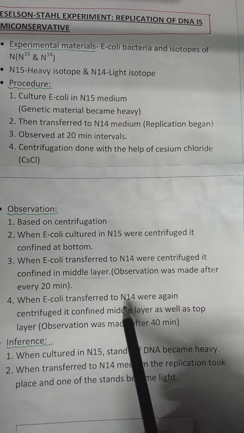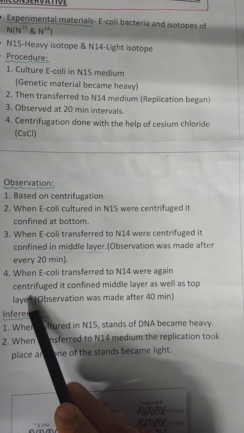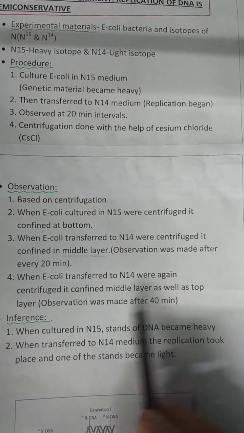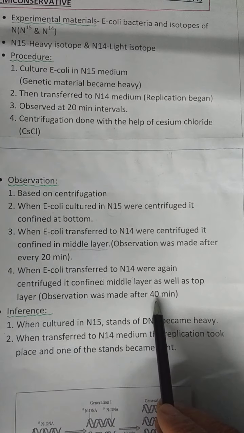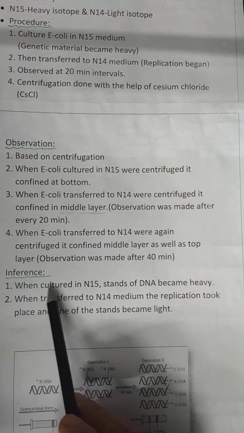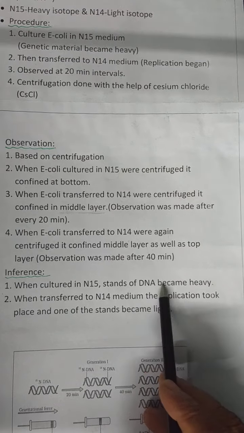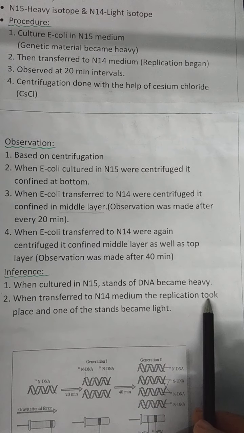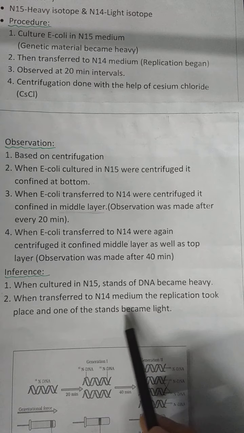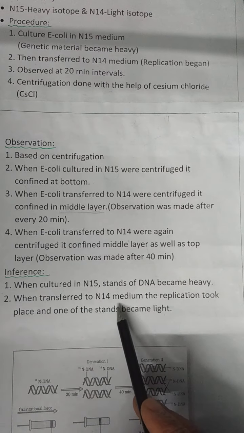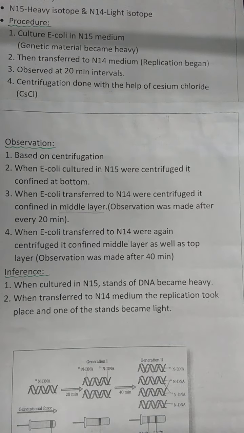When E. coli was transferred to N14 again and centrifuged, it was found in the middle as well as the top layer. This observation was made after 40 minutes. So what conclusion or inference was made? First, when cultured in N15, the strands become heavy, and when transferred to N14 medium, replication took place and one strand became light. That is why after 20 minutes, this genetic material was found in the middle of the centrifugation tube.